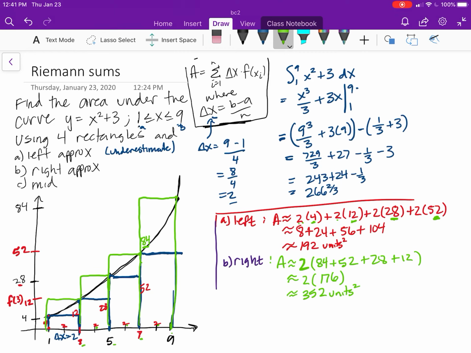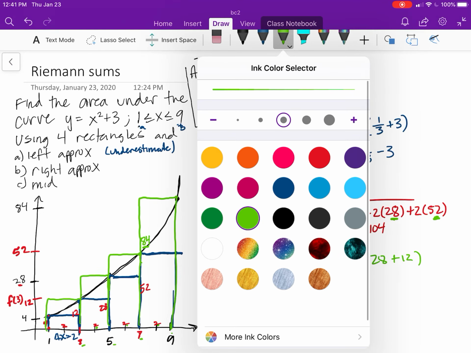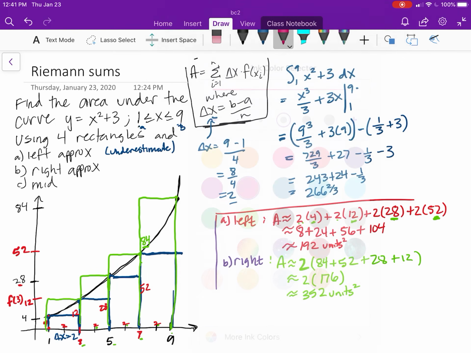Okay, the middle. Be creative with this color. Pink should do. The middle then is saying, go from the middle of each rectangle. So for instance, I'm going up from here and doing that rectangle. Okay, I'm going up from here and drawing a rectangle.